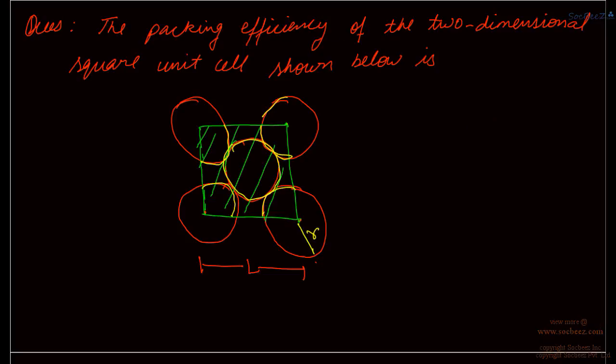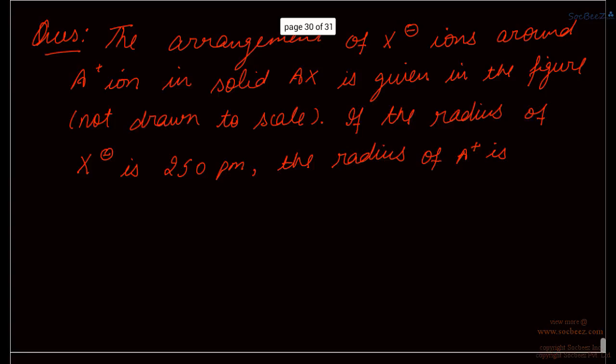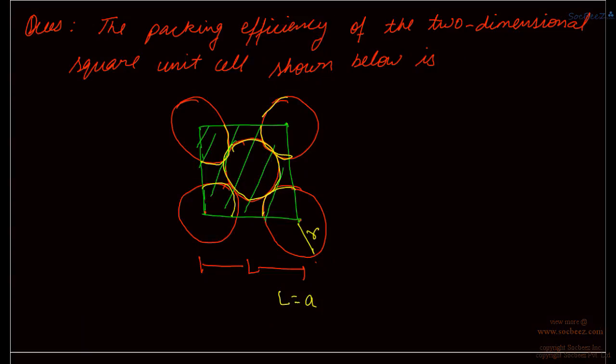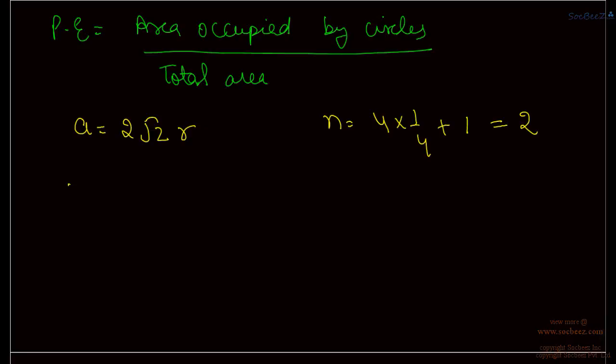And if the radius of circle is r and edge length is a, so in this case, a equals 2 root 2r. Okay. Here a will be 2 root 2r if we consider this portion. This will give us the value of a. Here 4r equals root 2a. So from here a equals 2 root 2r.